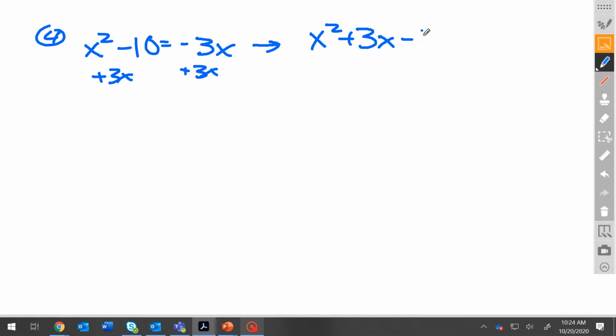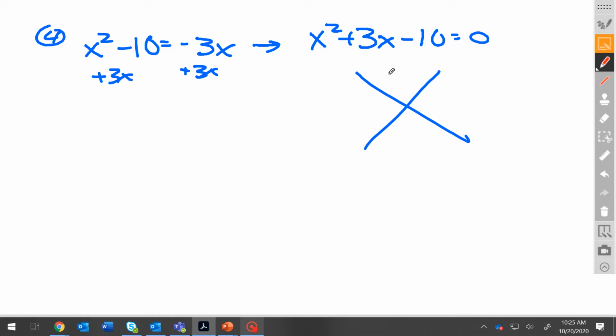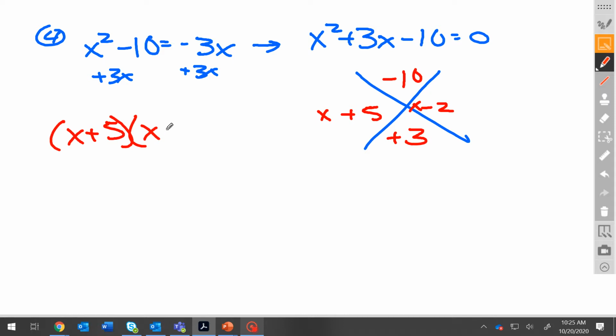Alright, number 4. x squared minus 10 equals negative 3x. Well, I need the 3x on the other side because these need to be equal to 0. So x squared plus 3x minus 10 equals 0. There's no GCF. I'm going to factor this using the x. Since a is 1, I can skip the grouping part, so this will be a little bit easier. Up top is a times c, so negative 10, and the bottom is b, positive 3. So I'm looking for positive 5, negative 2. Since a is 1, I don't have to do the grouping step. I will just use these as my factors. So x plus 5 and x minus 2.